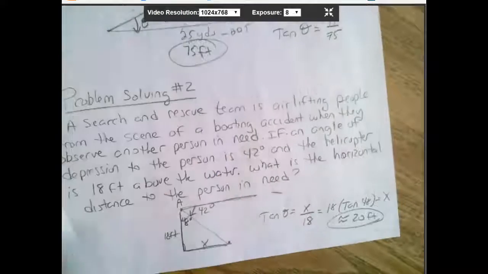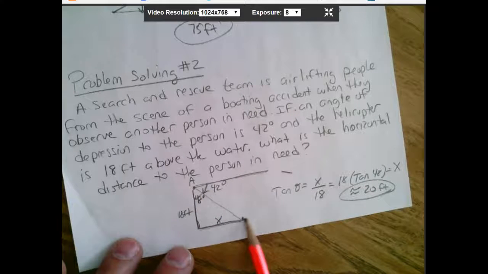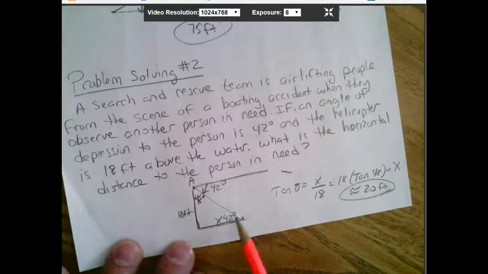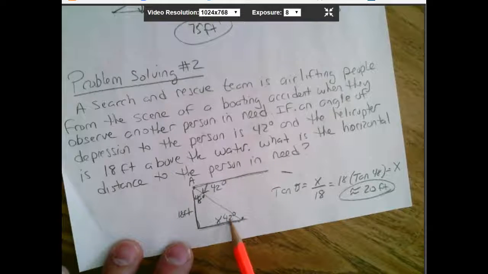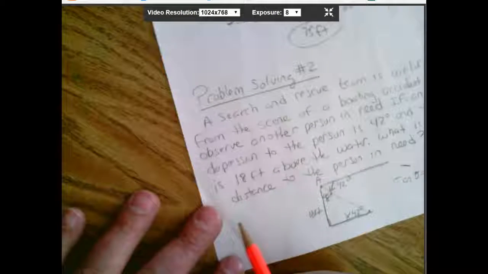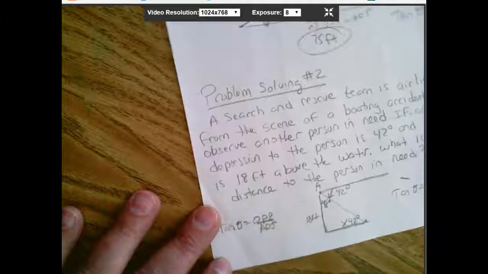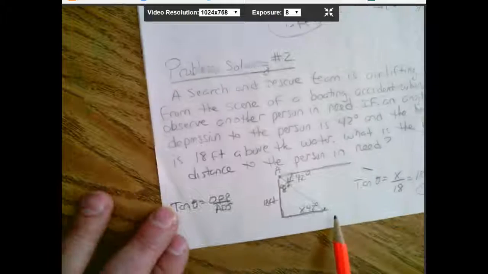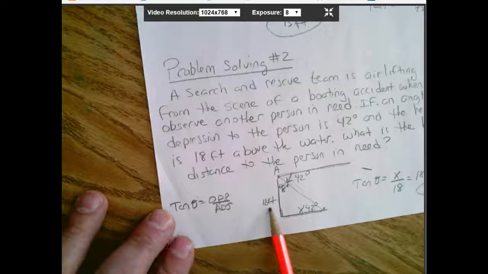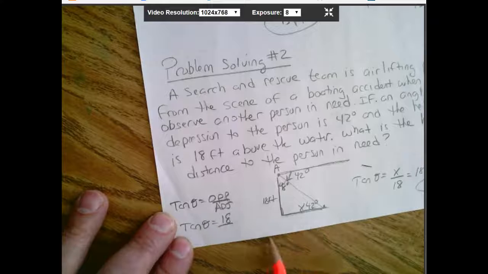Another way is to use that alternate interior angles. So you could say, since this one's 42, this is a horizontal line, this is a horizontal line, then this one also should be 42 degrees, right? So then we have 42, and we have the adjacent is x, and the opposite is 18. So if we just do this one over here, tan of theta, opposite over adjacent. And if we're doing the alternate interior angles, we could say the opposite is going to be 18, so let's rewrite it, 18 over x.